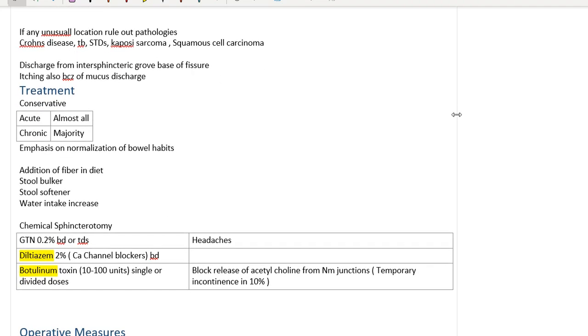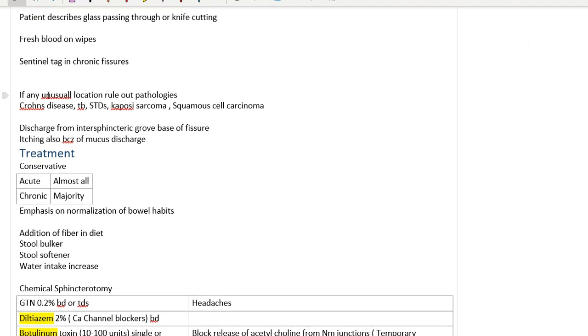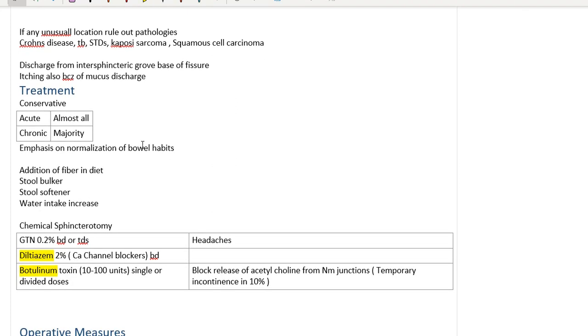And if the location of this fissure is at an unusual place, you should rule out secondary causes or different pathologies. I categorize them into 4 categories: Crohn disease, tuberculosis, STDs, and squamous cell carcinoma. Sometimes Kaposi sarcoma can also lead to this. So if the fissure is at an unusual place, you should rule out these pathologies first. Okay.